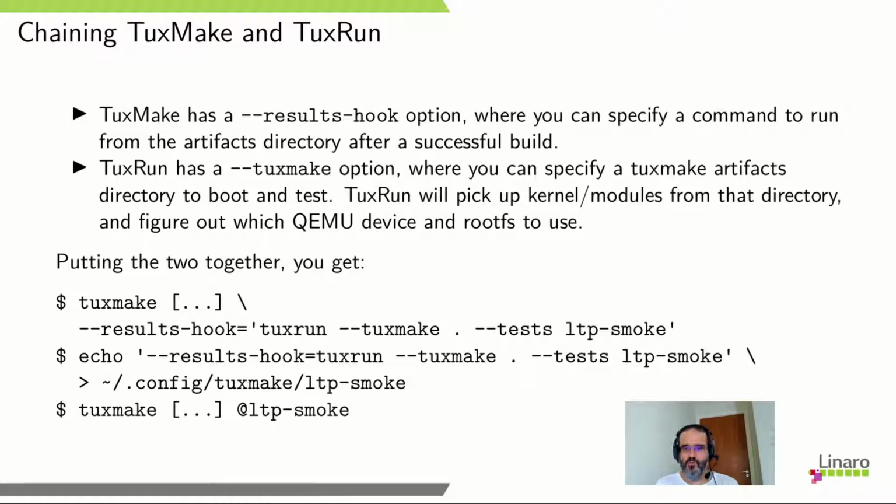So if you put those two together, you call TuxMake with a --results-hook option, specifying a TuxRun command, where the --tuxmake option receives the current directory, and then you use any other options that you want. In this case, we are passing --tests ltp-smoke. This will cause TuxMake to do the build, and after the build is finished, TuxRun will be called from the artifacts directory with those options, and that will achieve building, booting, and testing with a single command.